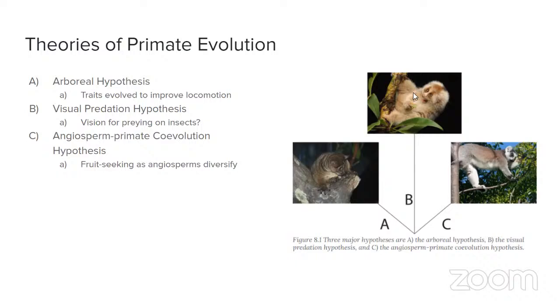So when we see this shift, part of what we want to know is kind of like why. So we have 3 kind of options for what we're doing with this 3-dimensional vision and like why we see this shift. The first one is the arboreal hypothesis, which suggests that these are traits evolving to improve locomotion. So how could 3-dimensional vision help you locomote? So that's like movement, how you get around in the world, right? What would vision have to do with that?